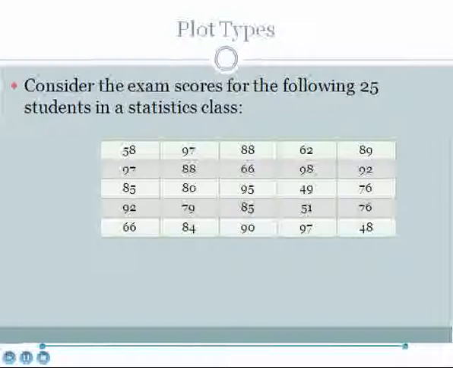The importance of plots is shown here. Consider the exam scores for the following 25 students in a statistics class. How do you make sense of it? There are 25 scores. Just glancing at the scores makes it difficult to understand how the scores are distributed.